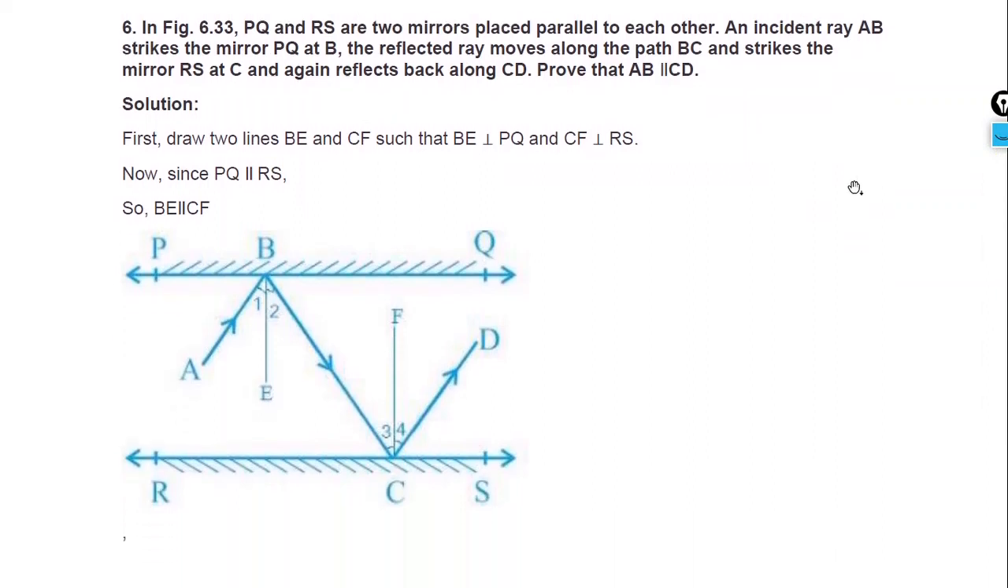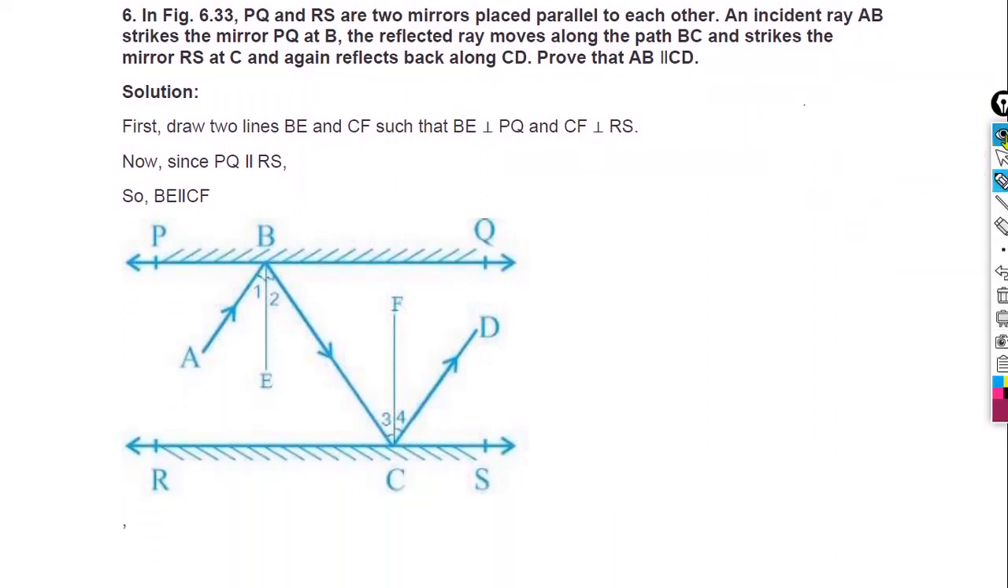Okay, so this is the last question, I suppose. See, in figure 6.33, PQ and RS are two mirrors. So two mirrors are here. First one is PQ and this is your RS, placed parallel to each other.